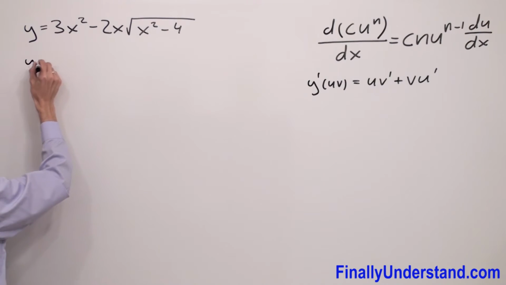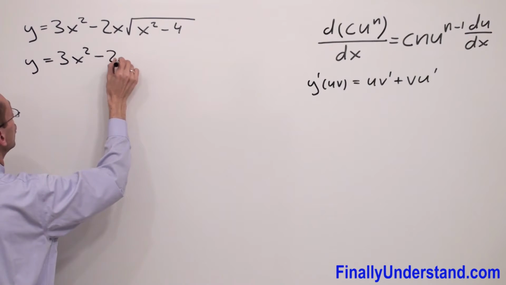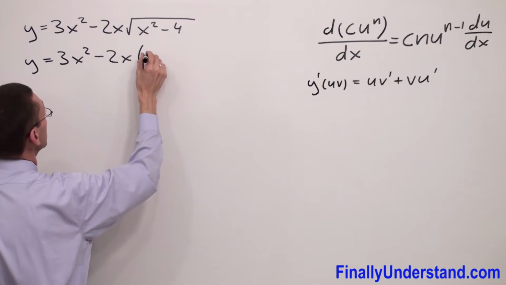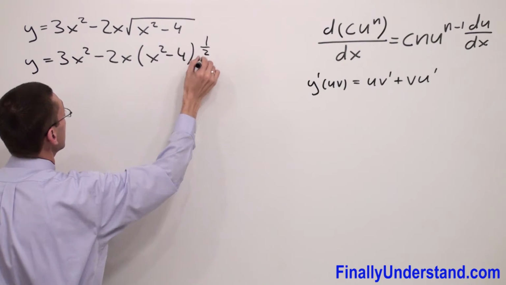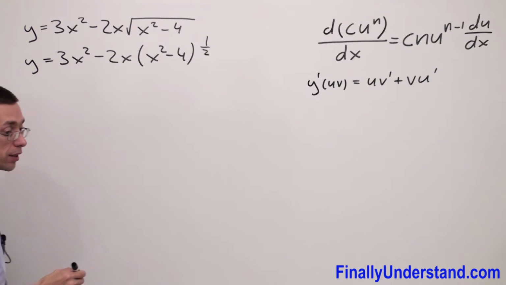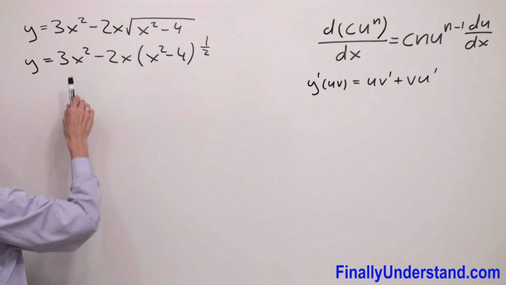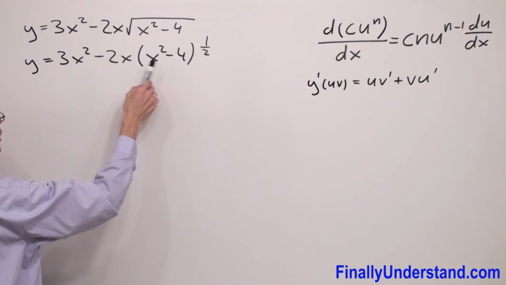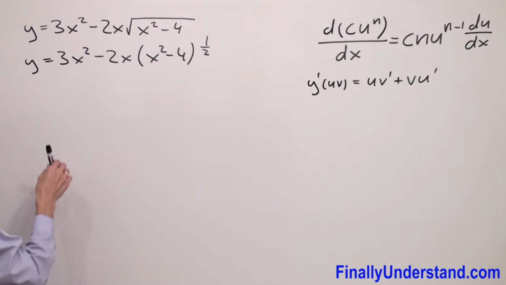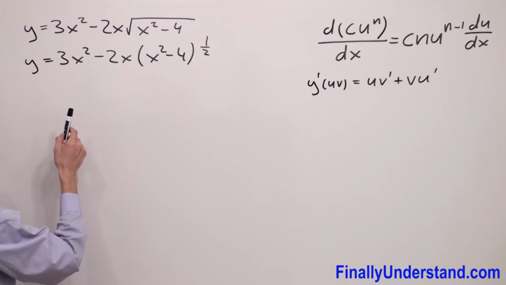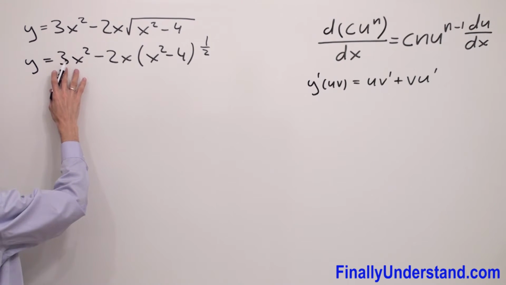So if y is equal 3x squared minus 2x times (x squared minus 4) to power 1/2. If you want to find the derivative of the difference, you're supposed to find the derivative of each term of the problem. So what am I supposed to do first? I'm going to find the derivative of the first term, okay?